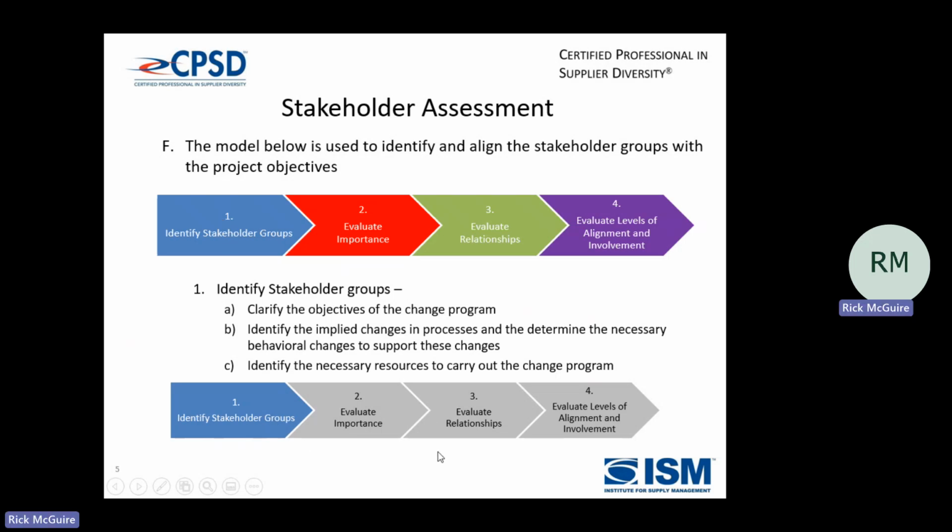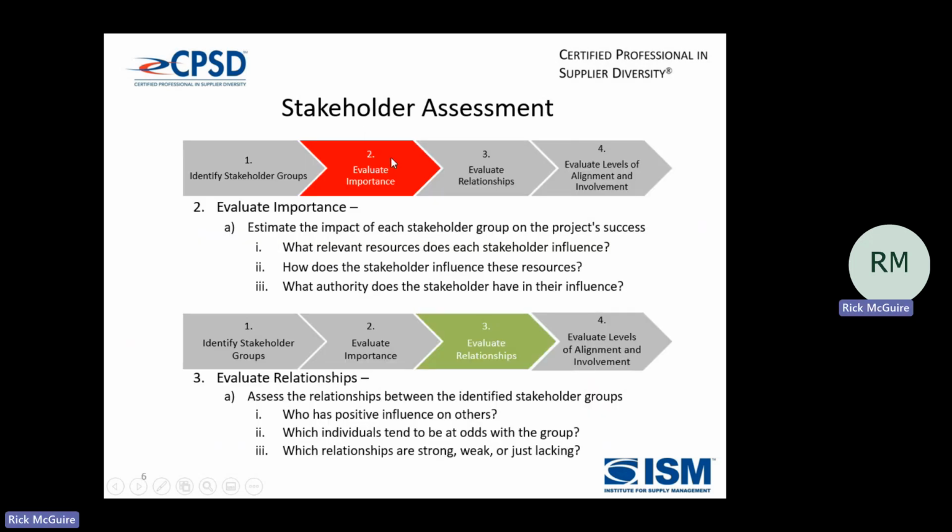And then the second step is to evaluate importance. So once you've identified the stakeholders, the next thing to do is estimate the impact of each stakeholder group on the project's success. What relevant resources does each stakeholder influence? How does the stakeholder influence these resources? And what authority does the stakeholder have in their influence or over those resources?